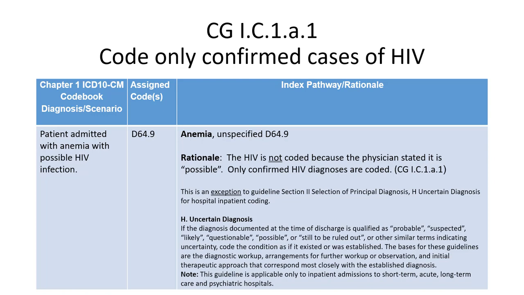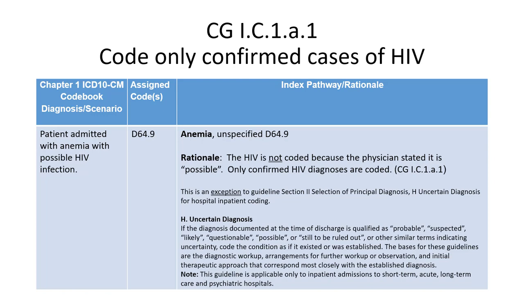One is HIV, one is epilepsy, one is Zika virus, and most recently the coronavirus. But we'll cover those in the chapters as we go forward. In our scenario, a patient is admitted with anemia with a possible HIV infection.